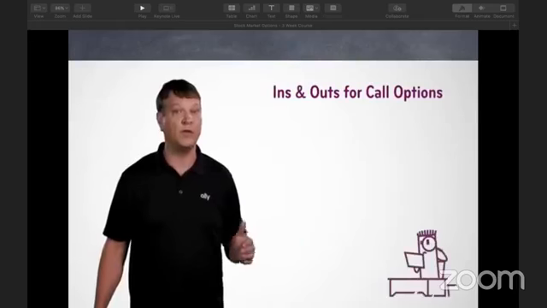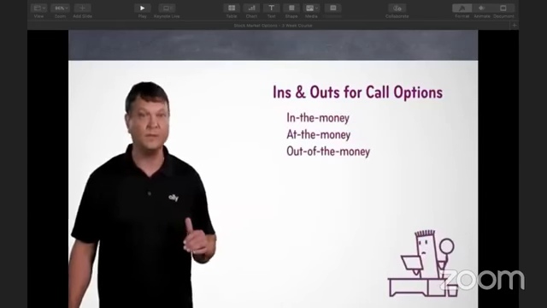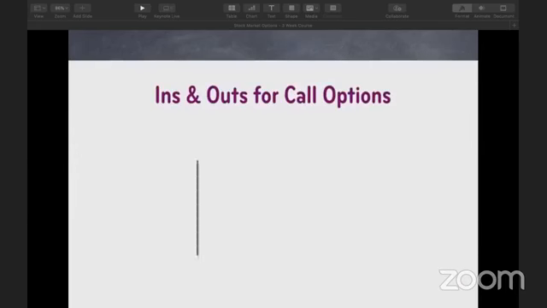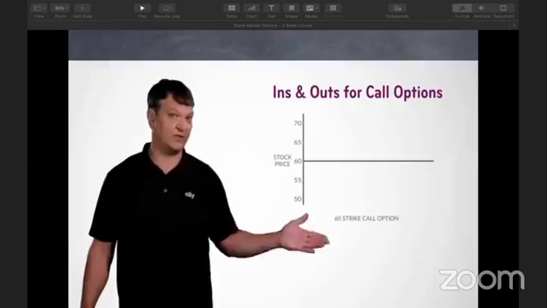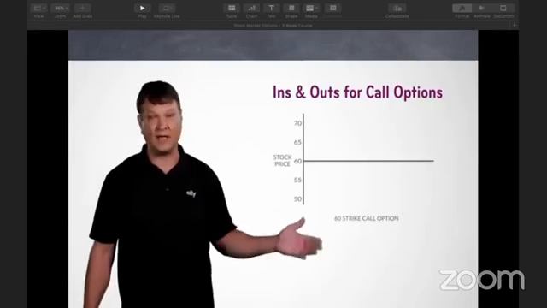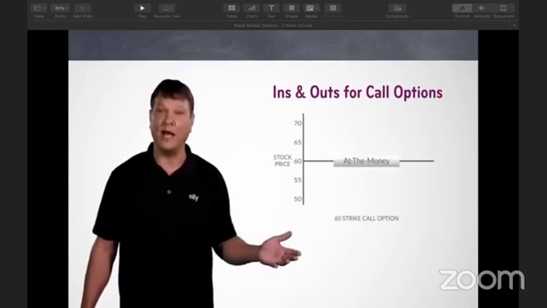Now, before we get too far though, let's define in, at, and out of the money option contracts. On our graphic, the y-axis is the stock price, going from 50 all the way up to 70. The x-axis is the strike price of our option contract. Today we're talking about a call option that allows you to call stock away. Our strike price in this instance is a 60 strike call option. So if the stock is at 60 and the strike is 60, that's considered an at the money option contract.